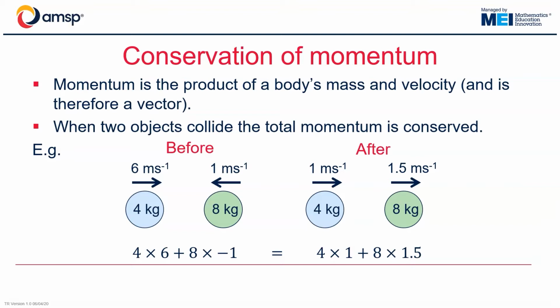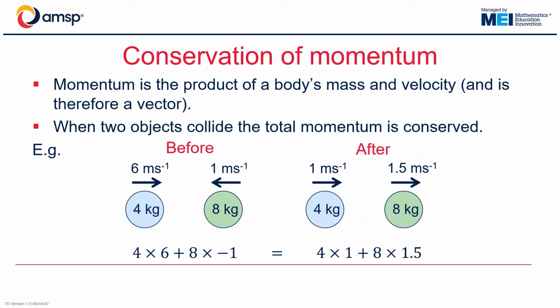Here we have an example of two balls colliding, and there is a diagram showing their momentum before and their momentum after, where momentum is the product of the body's mass and its velocity. Conservation of momentum is a very important idea and can be used to determine different things before and after collisions.